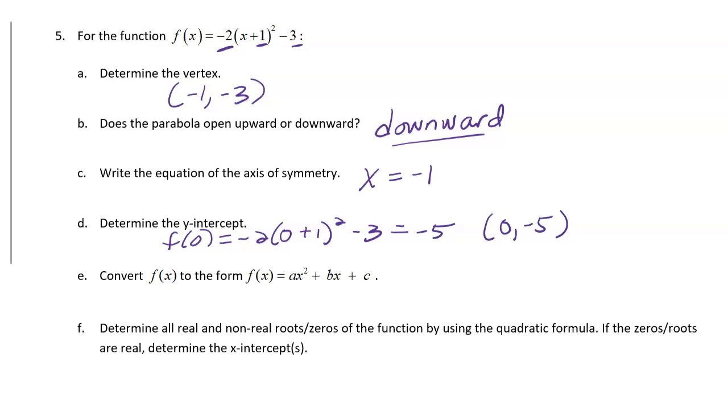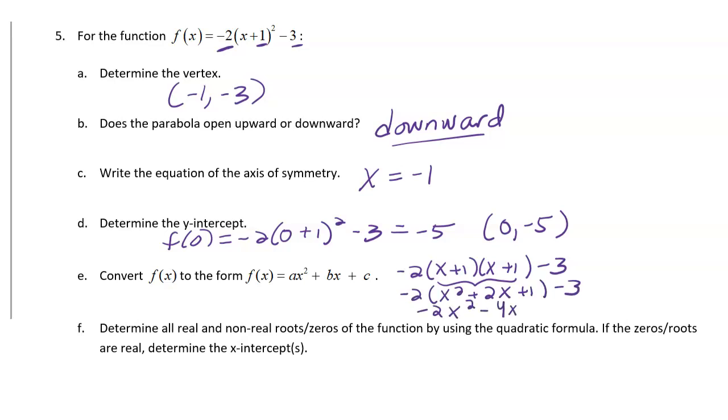It says convert to standard form here, okay? So we've done this in our previous module, and remember, you just basically simplify all this algebra out. So you've got to use your FOIL here, and then you need to distribute the 2. And then combine like terms here at the end. So I'm going to go up here where I have a little more room. So it'll be -2x squared minus 4x minus 5. And that is our standard form of f of x, okay, which is what they were looking for there.